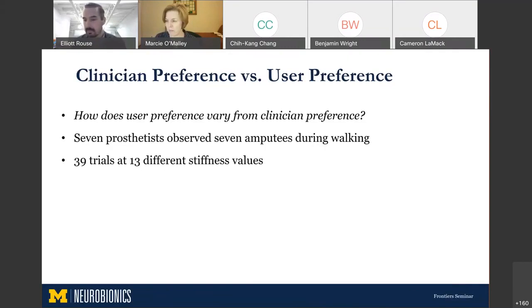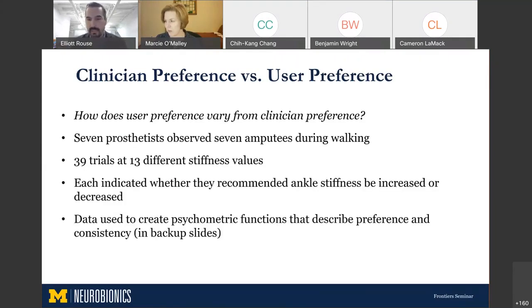And then each prosthetist indicated, based on observation of the person's gait, whether they think the stiffness should be increased or decreased. And then similarly, the experimental subject with amputation also noted to the experimenter whether they would like the prosthesis stiffness to increase or decrease. We use these data to create psychometric functions that describe consistency and preference associated with stiffness. I'm not going to share those exact functions in psychometric curves just because they take some time to unpack, but I have them in backup slides if anybody is interested to see them.